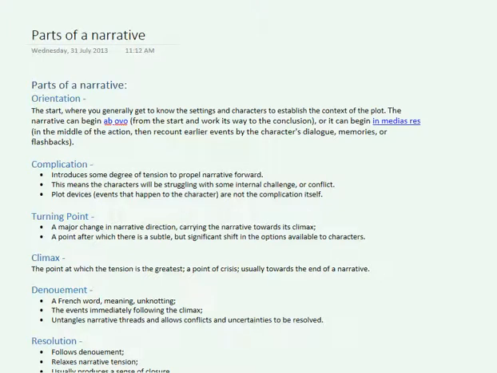Now, parts of a narrative are basically some meta language we can use to describe the different parts of a narrative or a story or a novel, anything we can read or view. That's what I'm talking about, I guess.